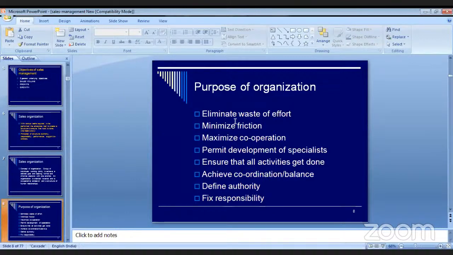Take the example of Maruti sales. Suppose one of your colleagues, another salesperson, is approaching a customer and you are also approaching. So there is conflict between the two of you, you are misleading the customer, and the customer will go for another product like Hyundai or Honda.